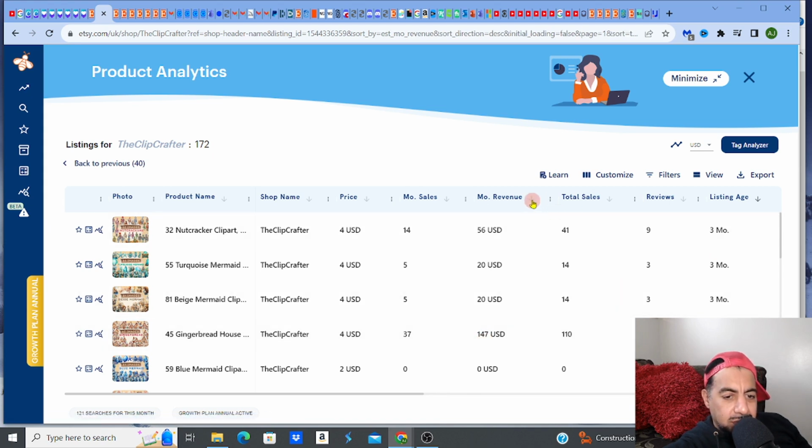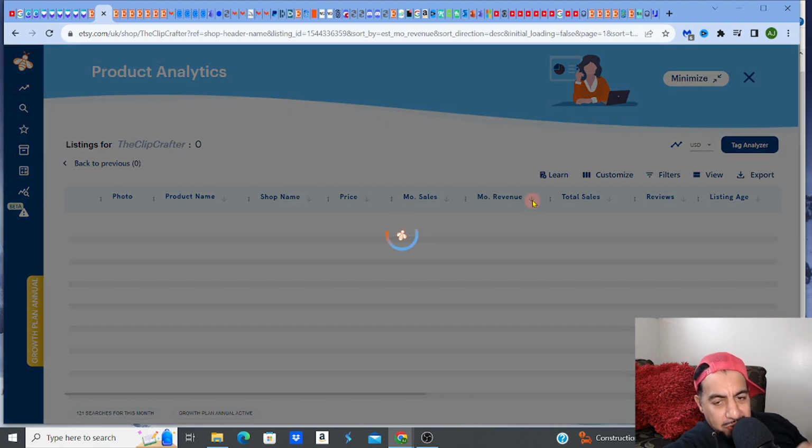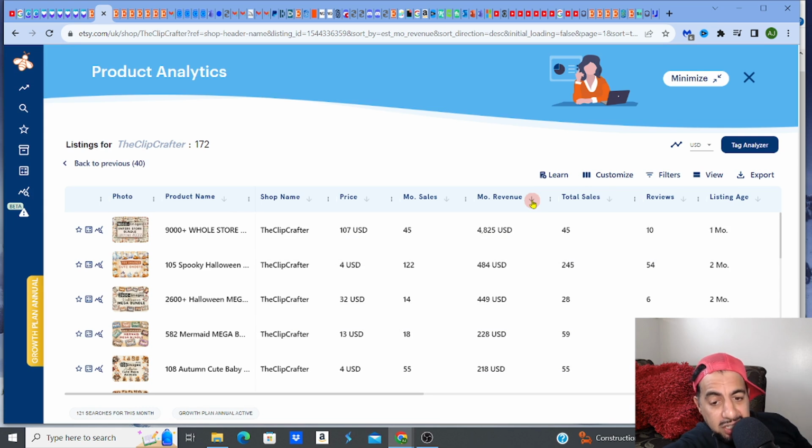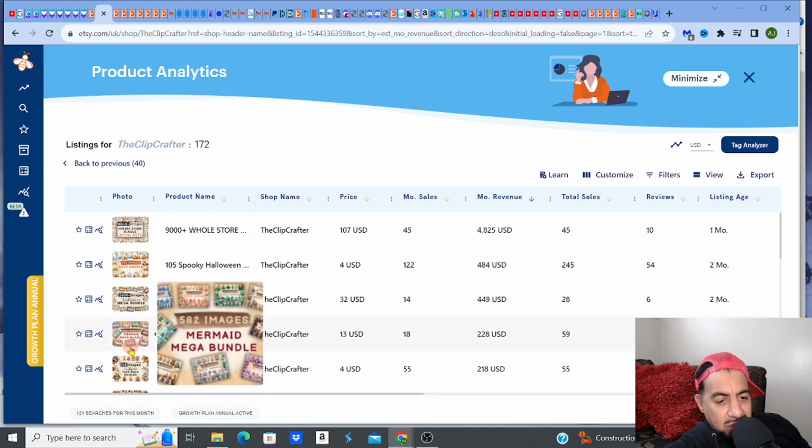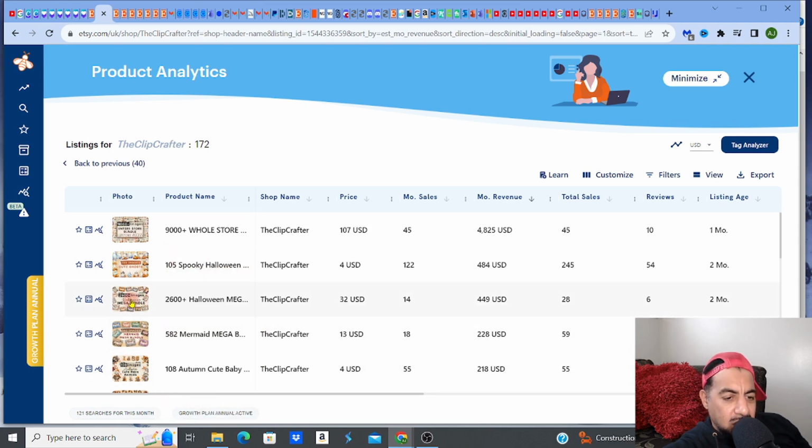Now, you can only make bundles after you've created images. This is why I keep saying, keep creating, keep making images. This whole store bundle, as we looked at, is making 4,825. The next bundle of 105 images is making 484. These mega bundles of 2,600 and 4,000 and 2,600 is making 449.